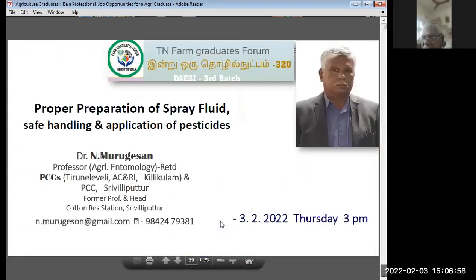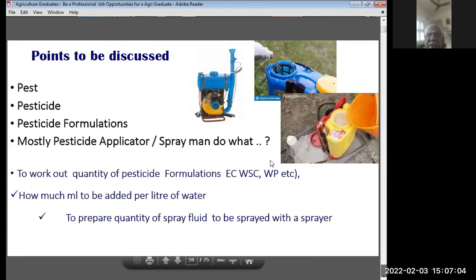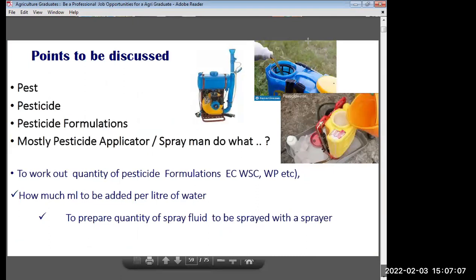Actually, we have many points to be discussed here. About the pest: what is a pest? Pest means vede, in Malayalam I think. Anything harmful is a pest. Then the pesticide is a toxicant to kill the pest. It may be an insect, a parasite, a fungus, a virus, anything. That pesticide is available in different formulations.